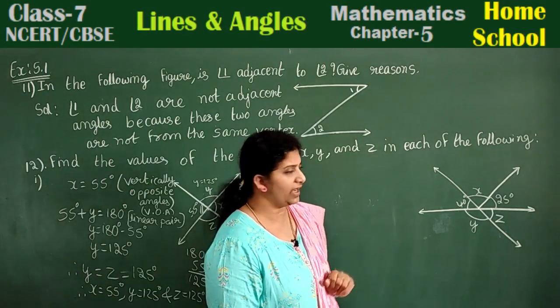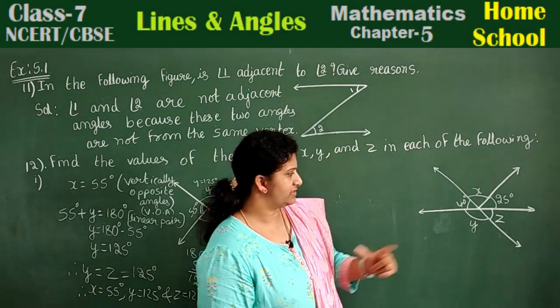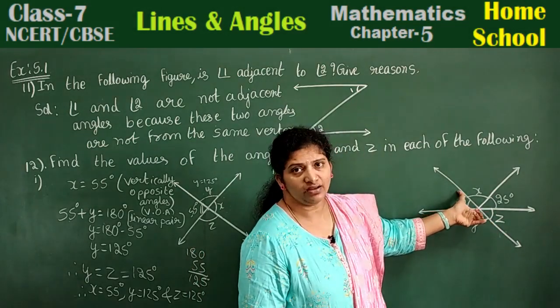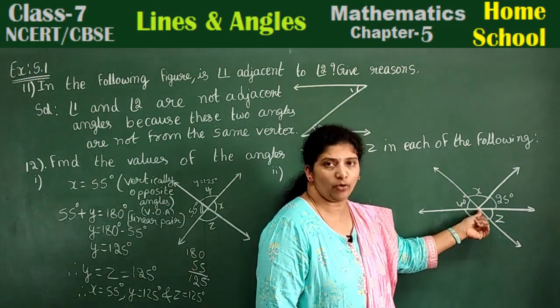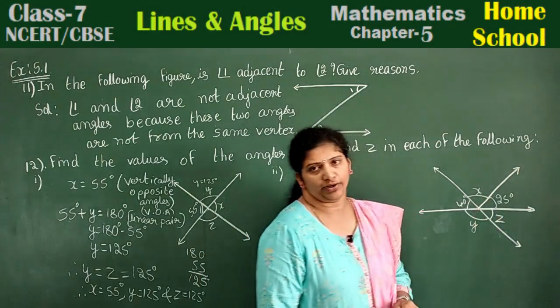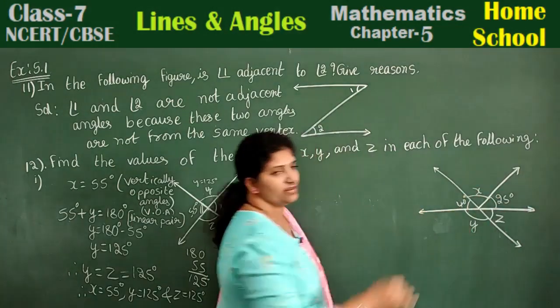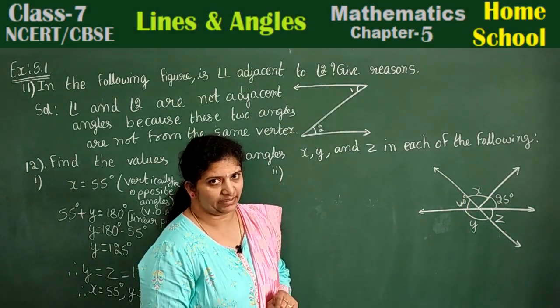Observe the figure carefully. I can see two straight lines. This is one straight line and this is another straight line. Two lines are intersecting at a point and one more ray was there from this point. Where are the two lines? This is one line and this is another line. You need to calculate x, y and z.